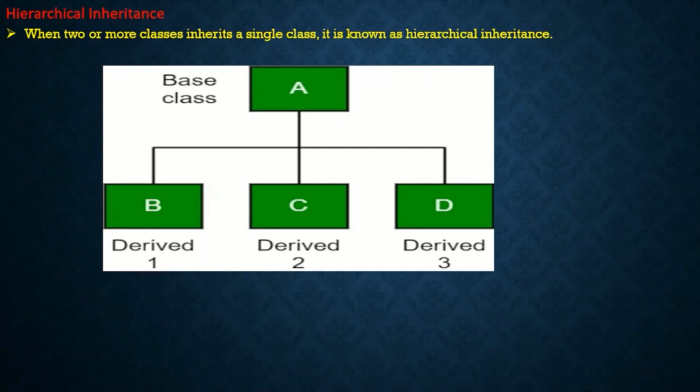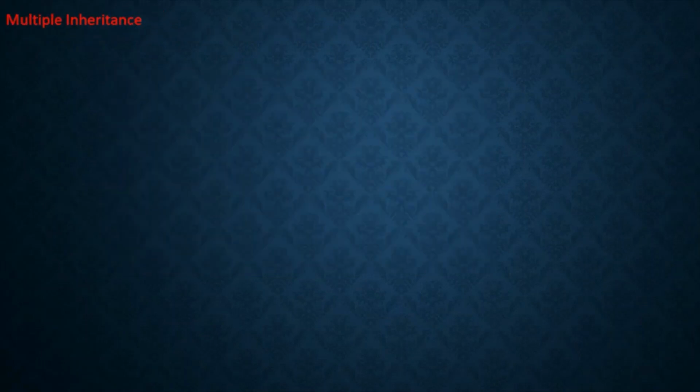We have one base class. You can see in the picture diagram, A class is the base class. From base class A, B class is inheriting A class, C class is also inheriting from A class, D class also inheriting from A class. So this kind of structure is known as hierarchical inheritance. Okay, clear? Then multiple inheritance.